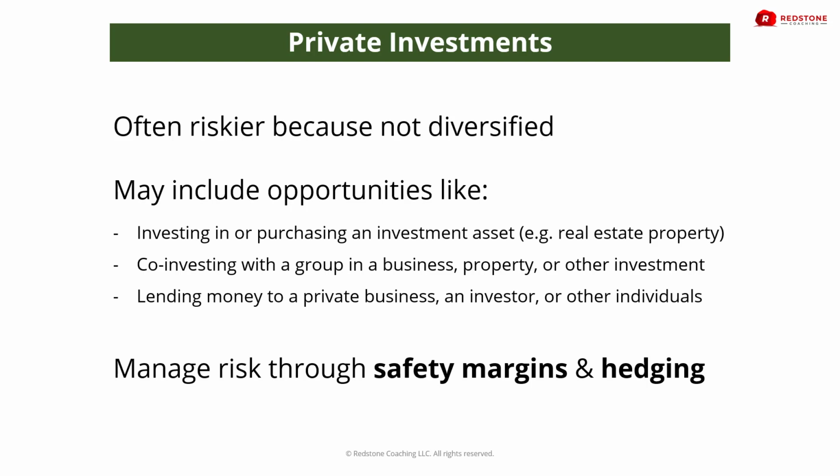And Warren Buffett's rule is shoot for a 20% safety margin. He said the three most important words in investing are margin of safety. And then the third way to manage your risk is through hedging, which is really purchasing insurance so that if things hit the fan, you're getting out without losing everything.